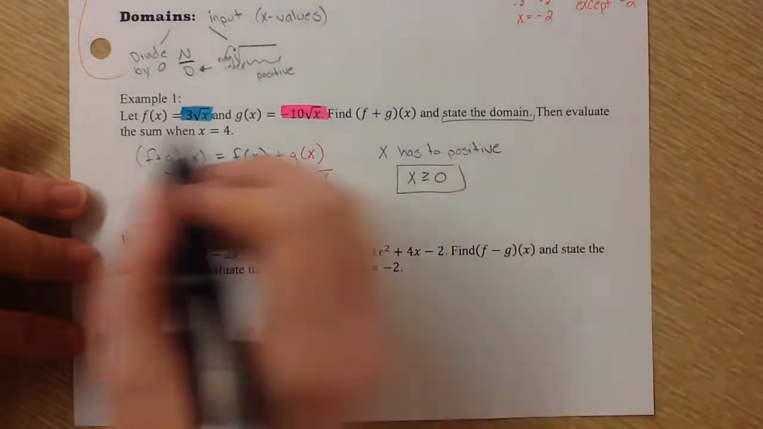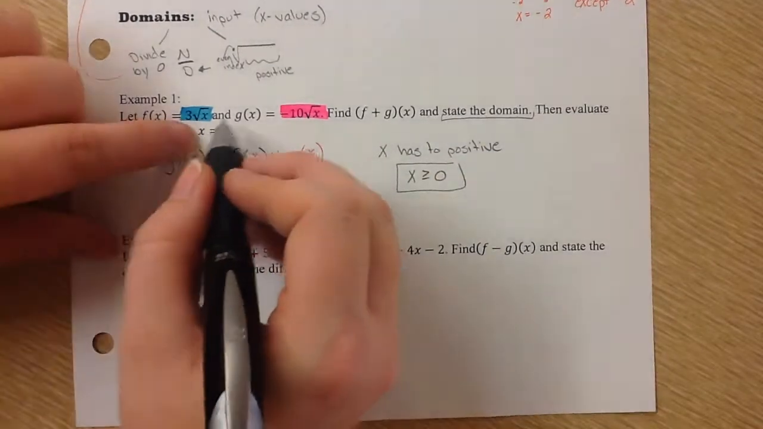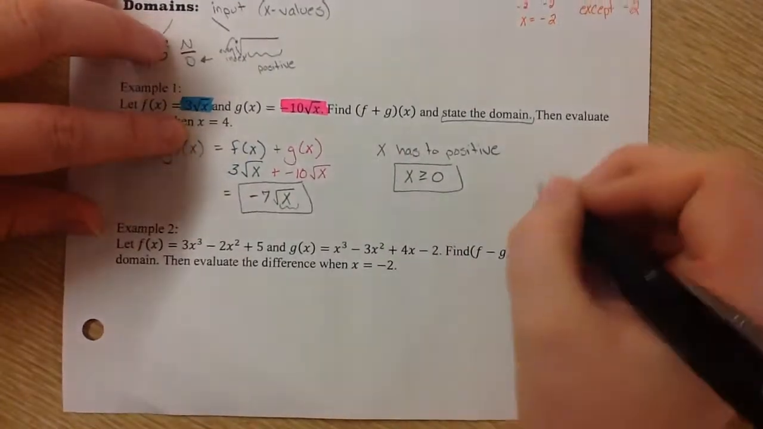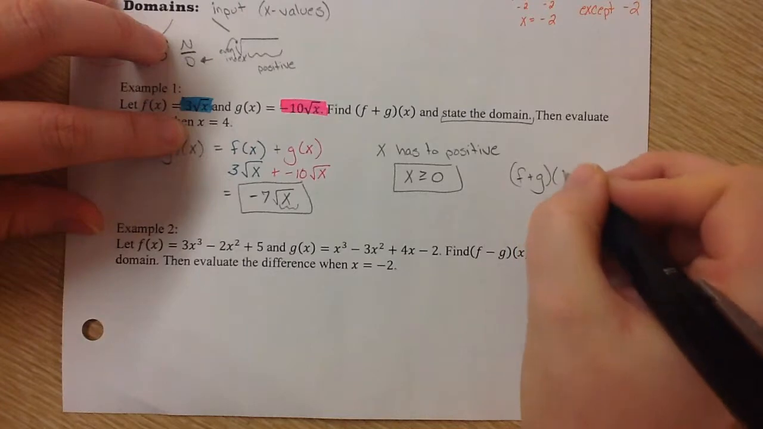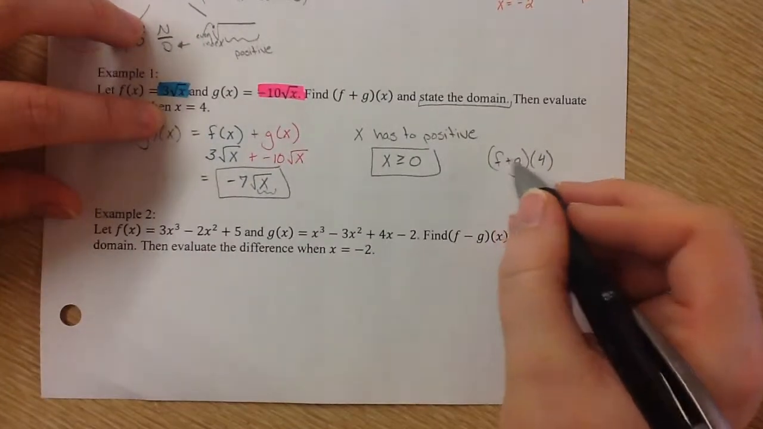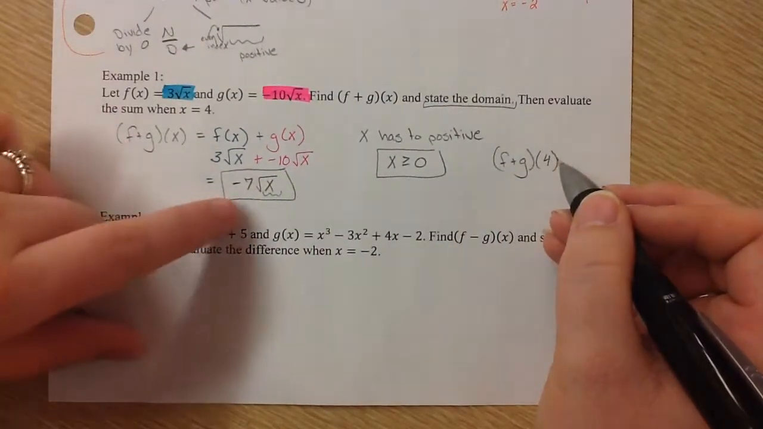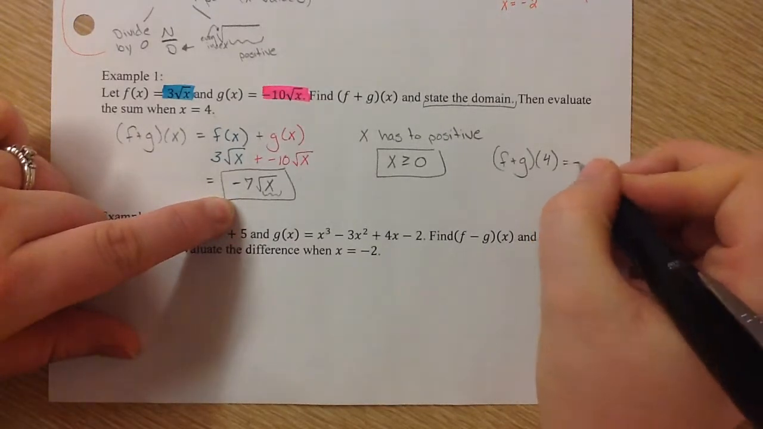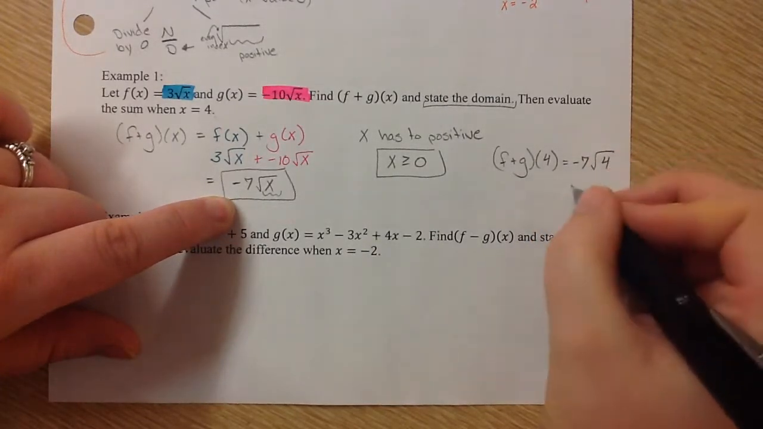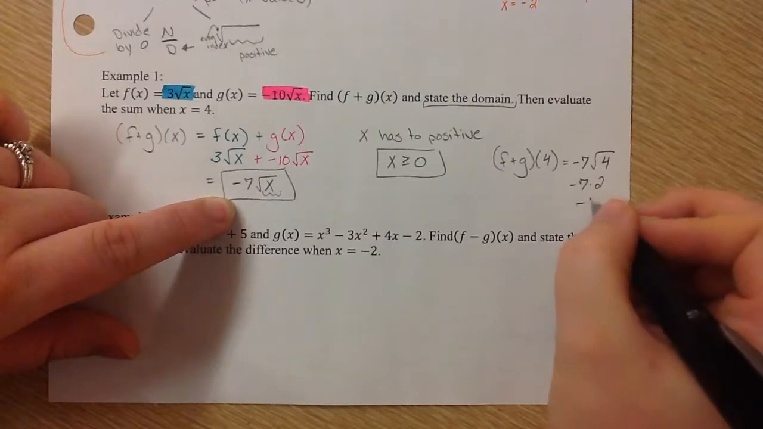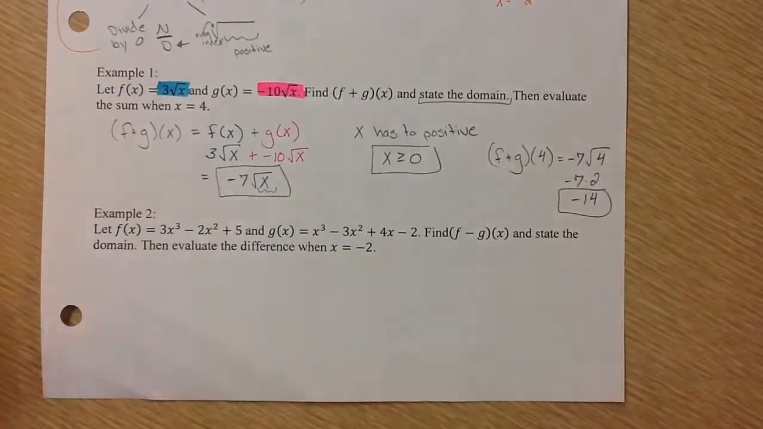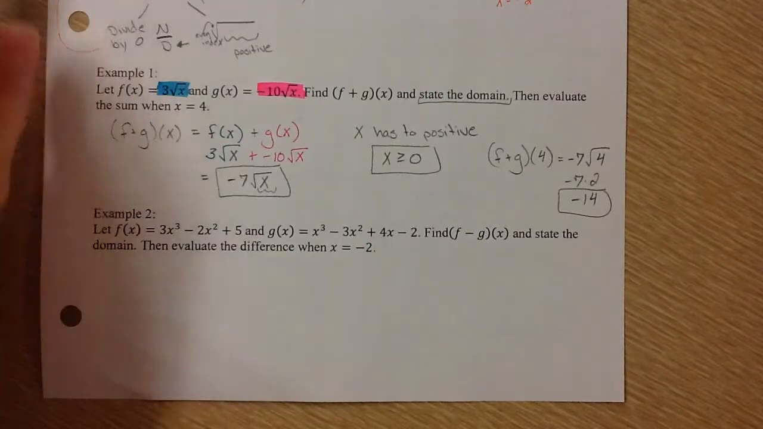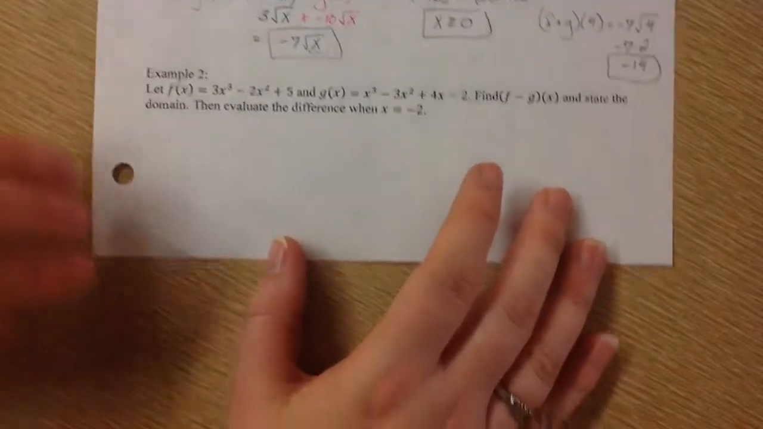Then evaluate the sum when x equals 4. So now they want us to plug in x equals 4. So I want to evaluate f plus g when x is 4. So f plus g of 4. Well, my f plus g of x is now this guy. So negative 7 square root of 4, negative 7 times 2, which is negative 14. So f plus g of 4 is negative 14. Okay, now on to example 2.